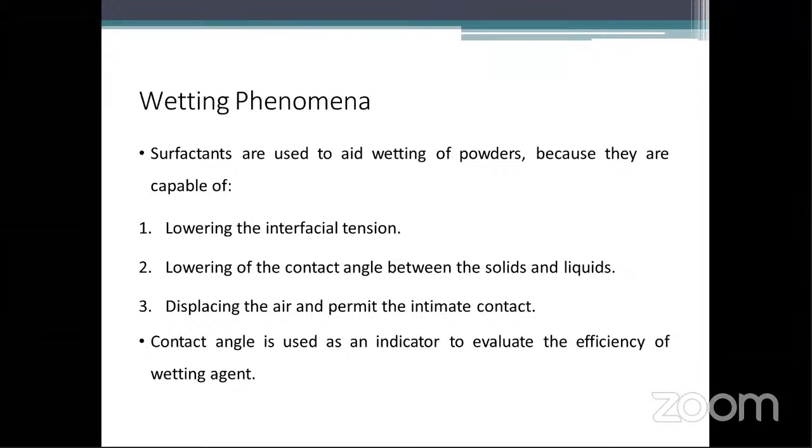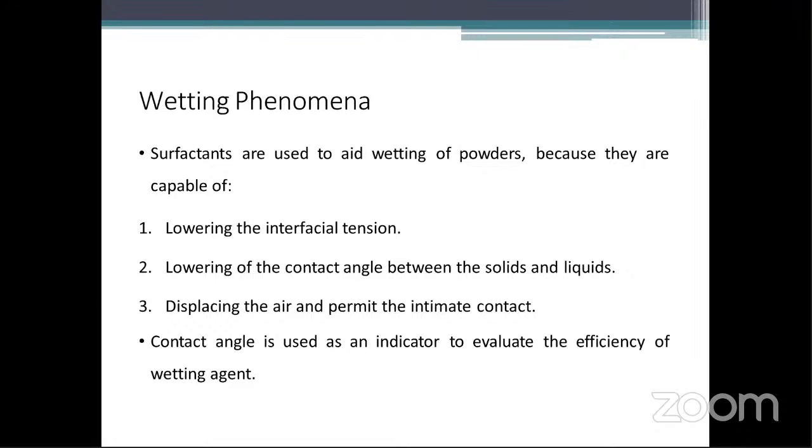This surfactant or surface active agent can be used to increase the wettability. Yes or no? Yes sir. So surfactants are used to aid wetting of the powder because they are capable of lowering the interfacial tension or lowering the contact angle between the solid and liquid, and also they will displace the air and permit intimate contact between the solid and the liquid. Okay, so a surfactant may be added to increase the wettability of a poorly water soluble drug or material.